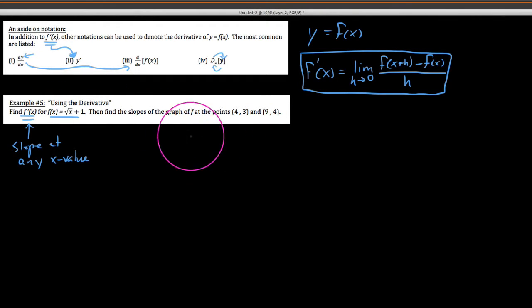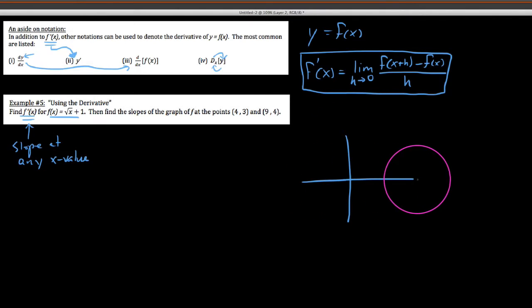So let's go ahead and talk about this parent function. I think it's good to have a picture. We know that this is a square root function, so it's kind of like half of a parabola. I notice here that it's been shifted up 1. So if I go up 1, it would start here at (0, 1). It has an a value of 1, so it goes up 1, right 1. And this would be roughly a sketch of our square root function.